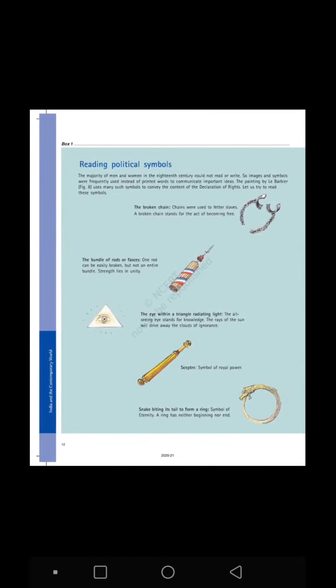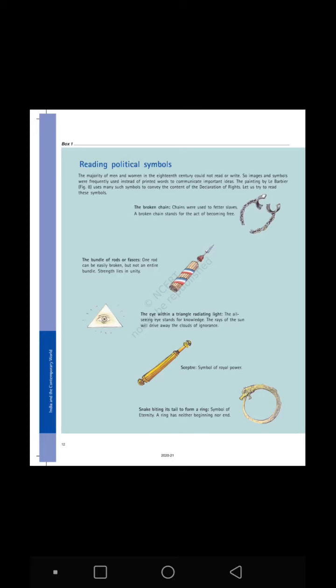Reading political symbols. The majority of men and women in the 18th century could not read or write, so images and symbols were frequently used instead of printed words to communicate important ideas. The painting by Le Barbier, figure 8, uses many such symbols to convey the content of the Declaration of Rights. Let us try to read these symbols.